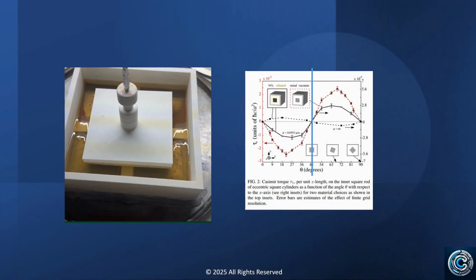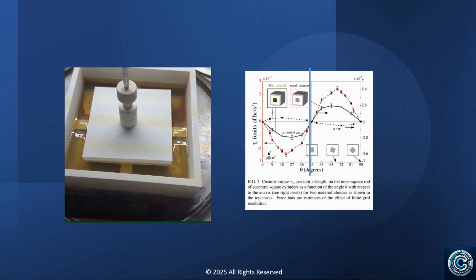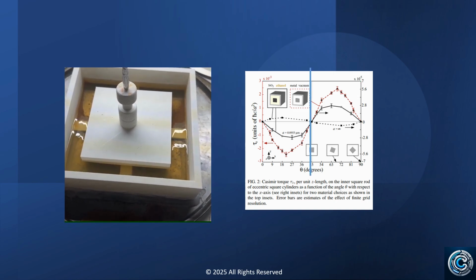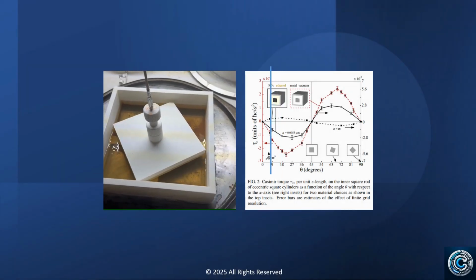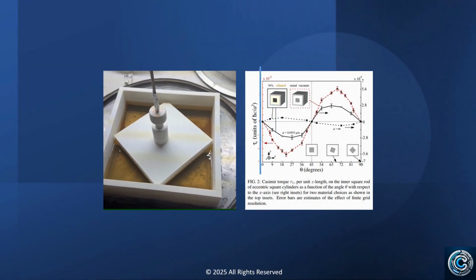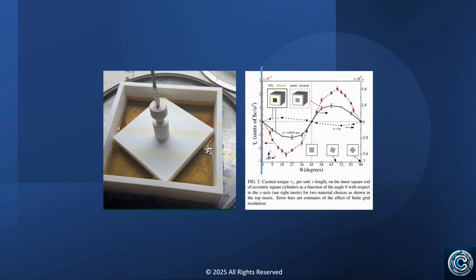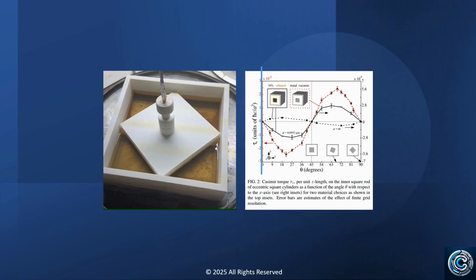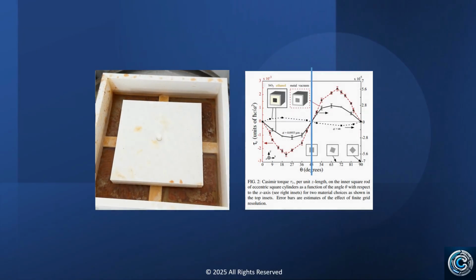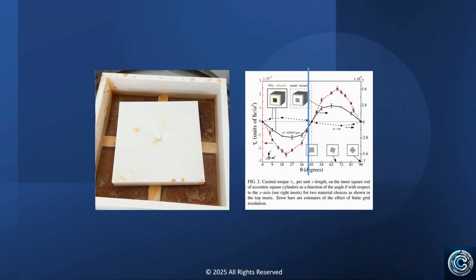Two stable configurations emerged. One where the walls of the rotor aligned parallel with the outer square boundary, and another where the rotor's corners aligned as closely as possible with the outer square's walls. These results closely matched the theoretical predictions. Experimental observations confirmed the presence of Casimir-like torques in this macroscopic analog system, validating the theoretical model.